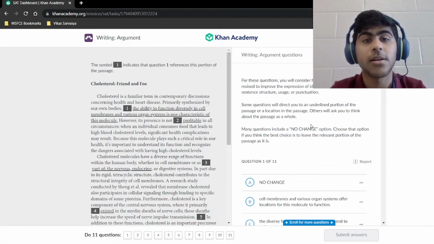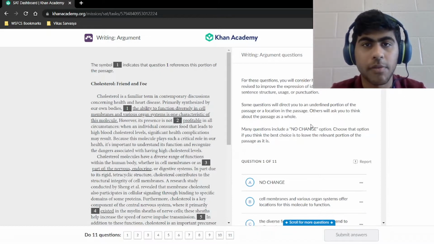Hello and welcome. Today we're going to be looking at our second writing argument passage. Here it is. It's called Cholesterol, Friend or Foe. As usual, we're going to be going through this entire passage. We're going to answer all 11 questions so that you understand how to approach these types of passages and are ready to ace the SAT writing section.